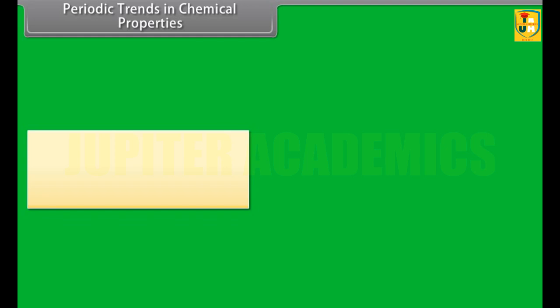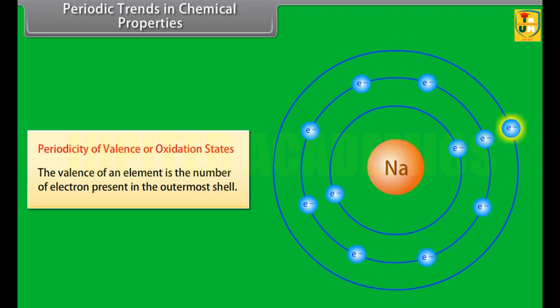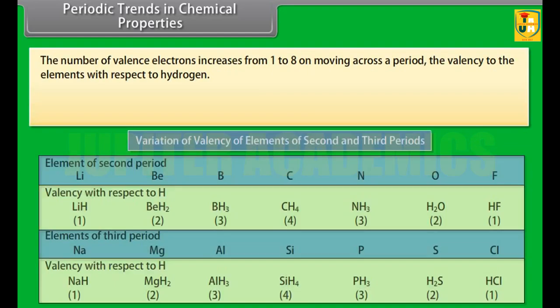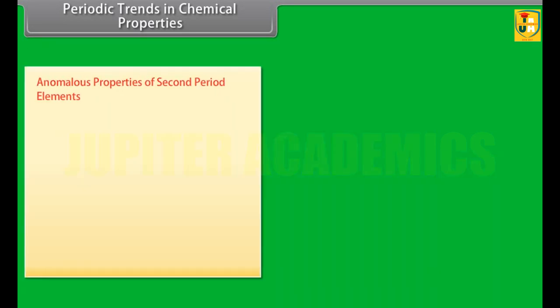Periodic trends in chemical properties. Periodicity of valency or oxidation states. The valency of an atom is the number of electrons present in the outermost shell. The number of valency electrons increases from 1 to 8 on moving across a period. The valency of the elements is also defined with respect to hydrogen. On moving down a group, the number of valency electrons remains the same, and therefore all the elements in a group exhibit the same valency.